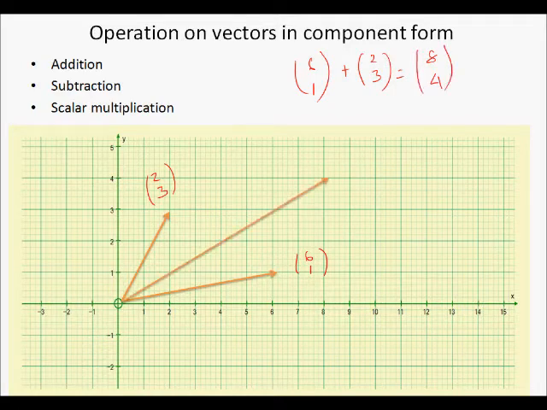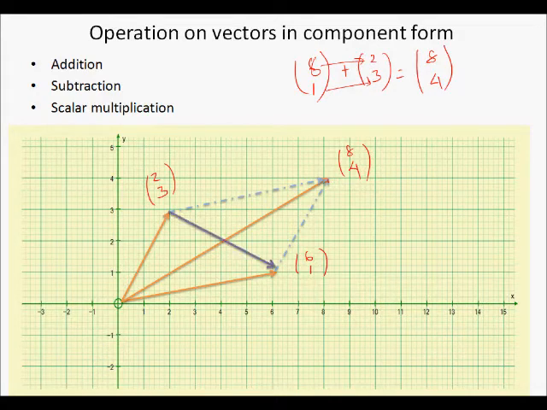This is (8, 4), so your answer vector should be here, and you can use your parallelogram rule, and you see that it actually works here. So adding the corresponding components gives you the resultant vector.